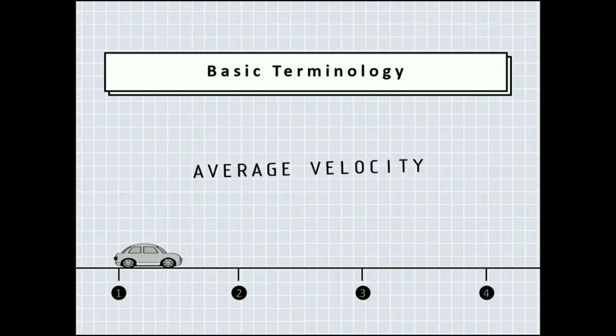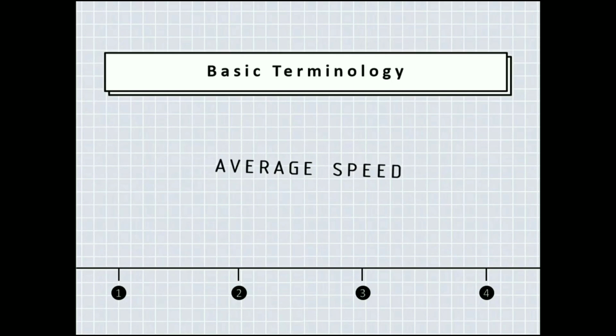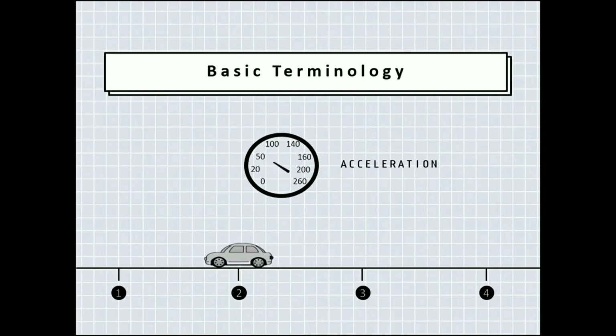Average velocity is the particle change in displacement divided by the change in time. Average speed is the total distance traveled divided by the total time interval required to travel that distance. And acceleration is the change in velocity with respect to time.